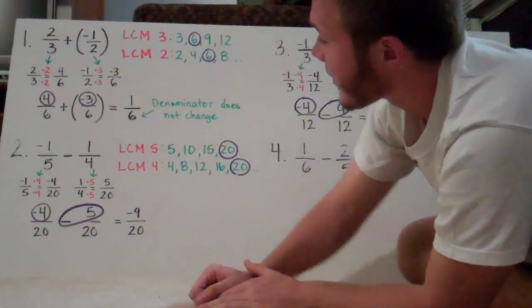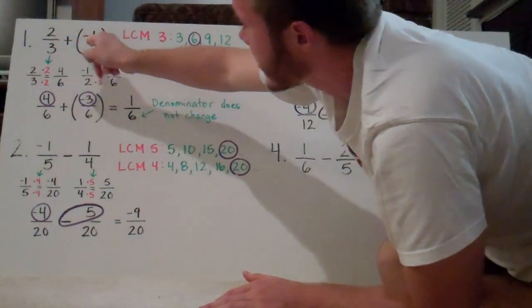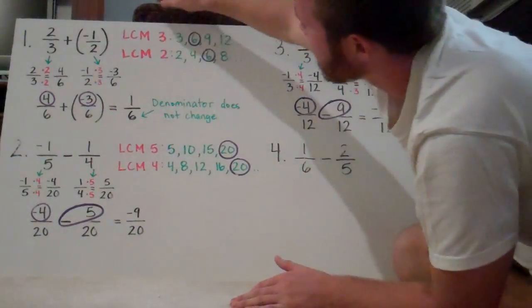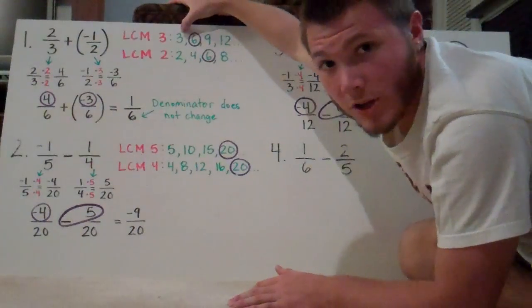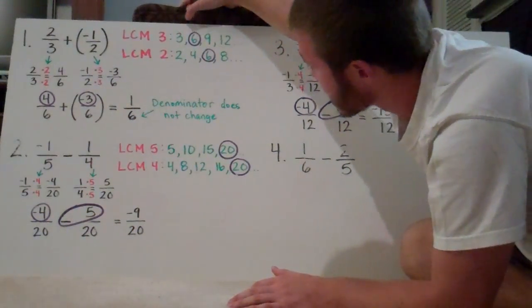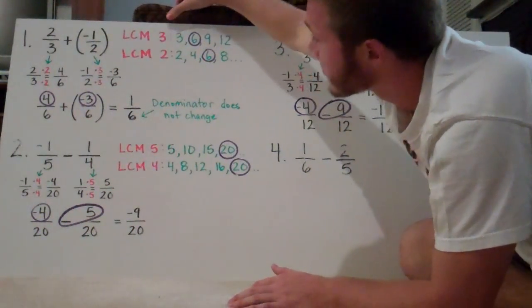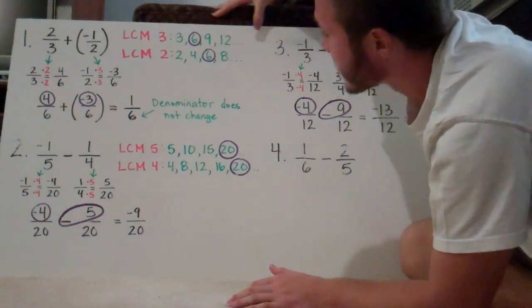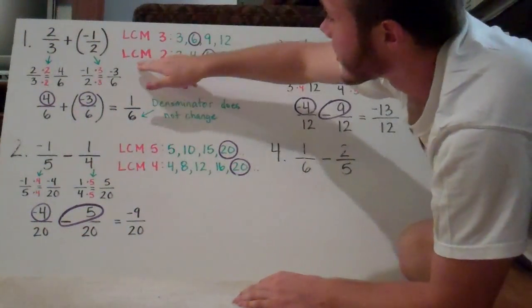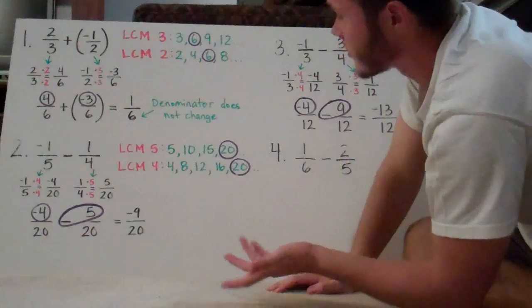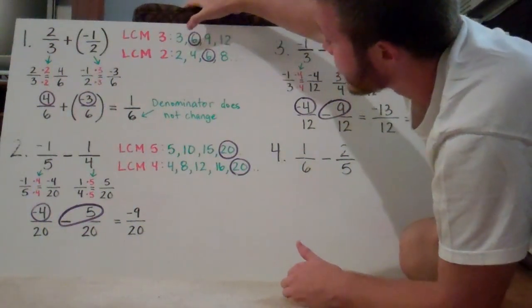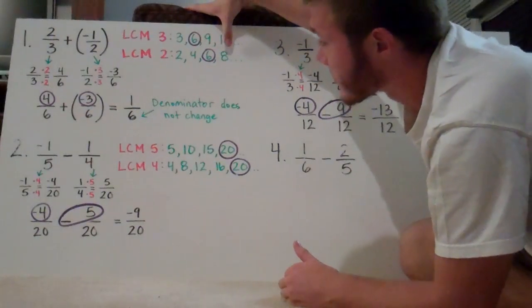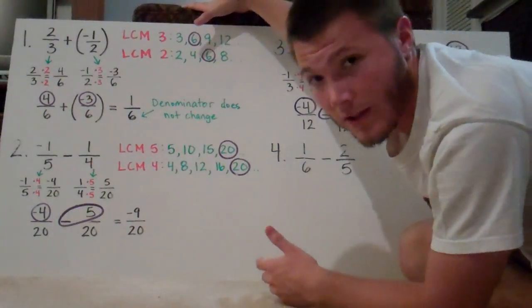So, I need to find the least common multiple of 3 and 2. The multiples of 3 are: 3 times 1 is 3, 3 times 2 is 6, 3 times 3 is 9, 3 times 4 is 12, and so on. And the multiples of 2 are: 2 times 1 is 2, 2 times 2 is 4, 2 times 3 is 6, 2 times 4 is 8, and so on.